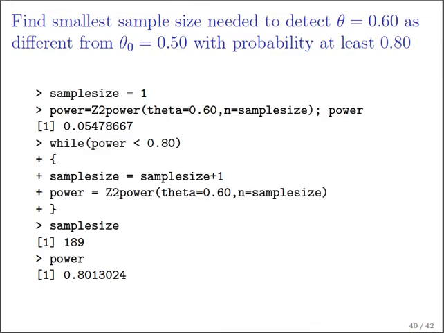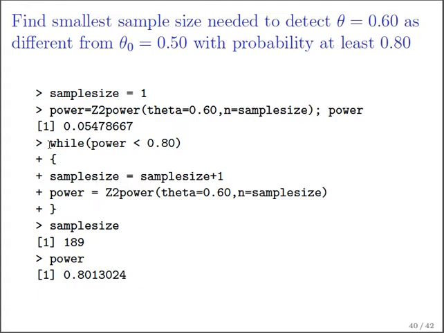So here's a way to do it. What we're going to do is I'm going to set the sample size to 1, that's n. And then I'll compute the power. Here's the idea. I'm going to set the sample size to a small value. You have to admit 1 is small. And then calculate the power value for theta equals 0.6, n equals the sample size, and then take a look. The power is about 5%.